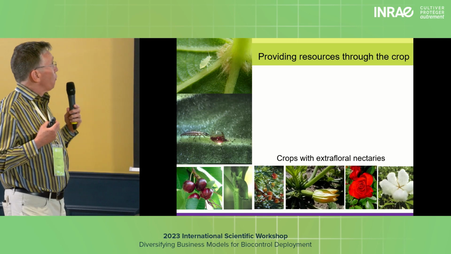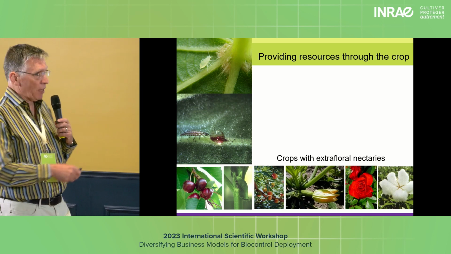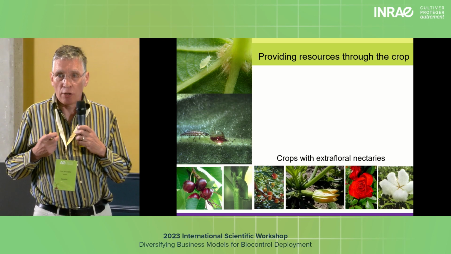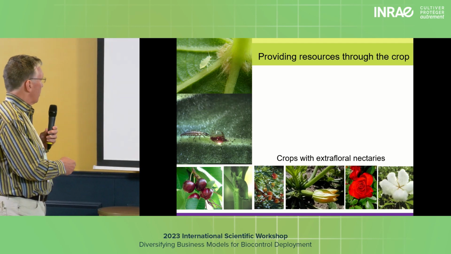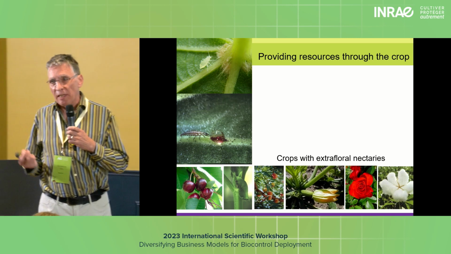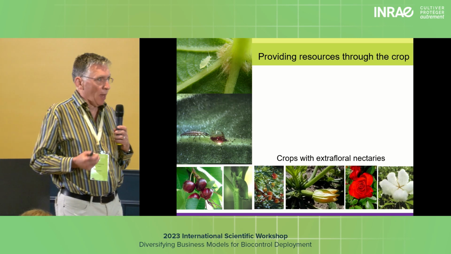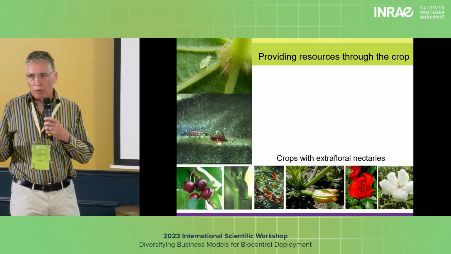An example of providing resources through the crop is these extrafloral nectaries. Those are nectar sources that are present on the foliage of certain plants. Not all plants, but quite a few plants have these nectar glands on the leaves or other non-flower structures. And the function of these nectar glands is actually to recruit biocontrol agents. So nature uses the nectar to stimulate biocontrol agents.